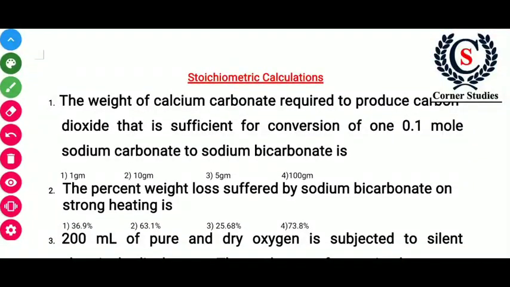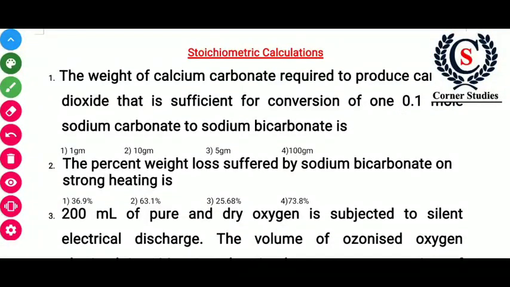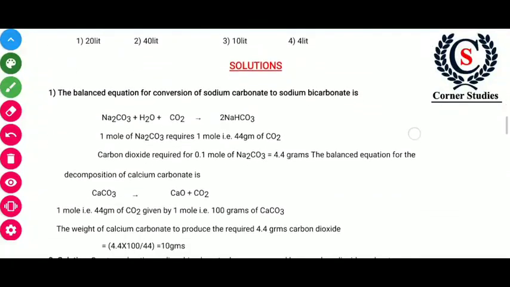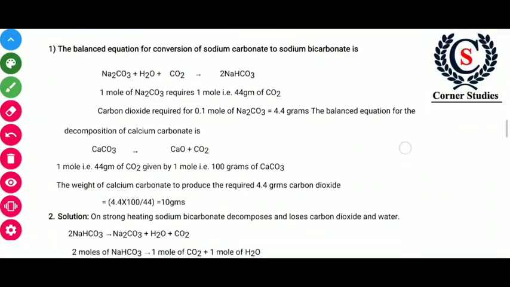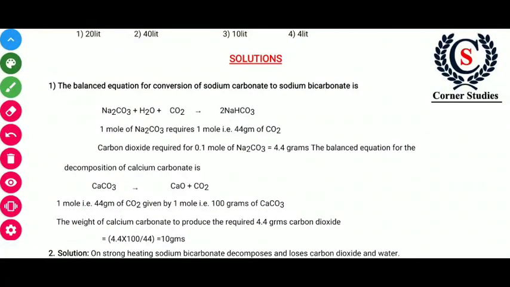Next, our next chapter is stoichiometric calculation. So see the questions here. The weight of calcium carbonate required to produce carbon dioxide that is sufficient for conversion of 0.1 mole sodium carbonate to sodium bicarbonate is? Answer: 10 grams. See, I have given the solutions here. If you want, you can take a screenshot from here. I have given the detailed explanation of those solutions.